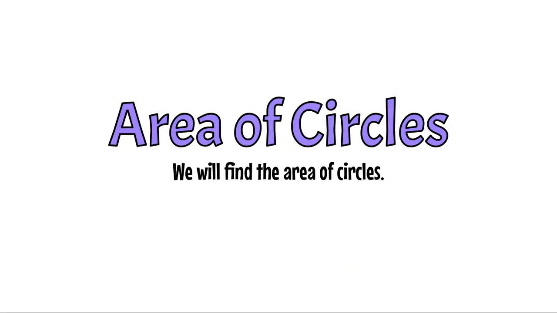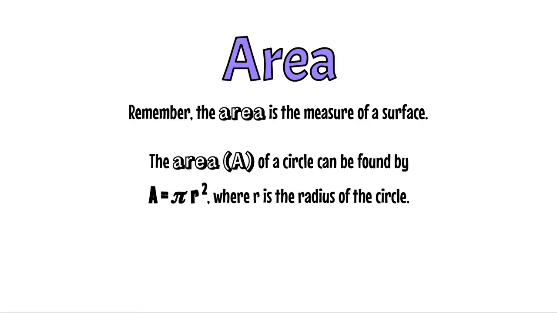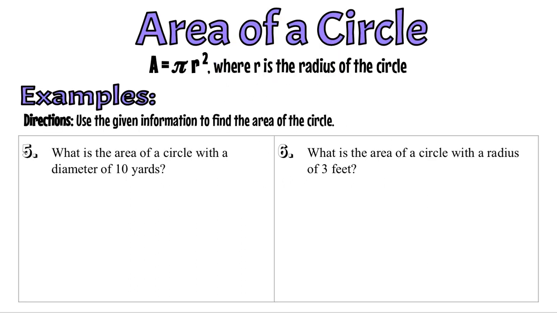In this next part of the video, we're going to find area of circles. Remember that area is the measure of a surface, and so area of a circle can be found using the formula A equals pi r squared, where r is the radius. So in this case, if we are given the diameter, we need to divide it in half so that we can find the radius. Let's try some examples together.